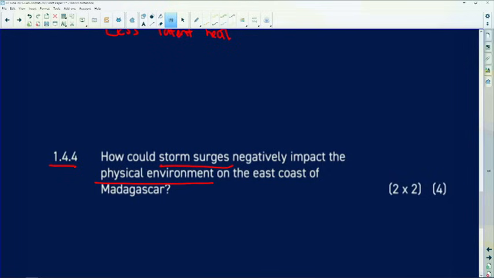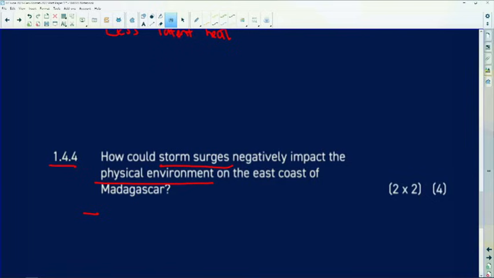The simple reason why is because of the wind speed. So as the wind increases, the waves increase in size. Now you can just imagine the impact that it will have on the coastal regions, not only on infrastructure, but even on the environment, causing more soil erosion, etc. But let's quickly have a look at the question and answer it directly. How could storm surge negatively impact the physical environment? So they're asking about the physical environment.